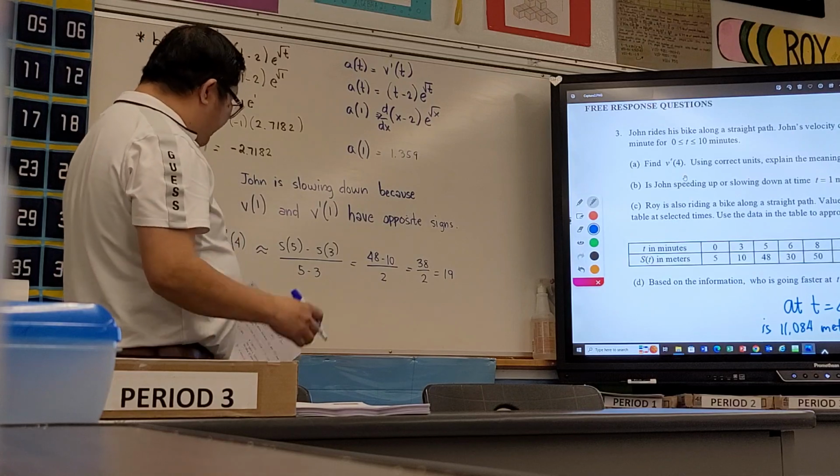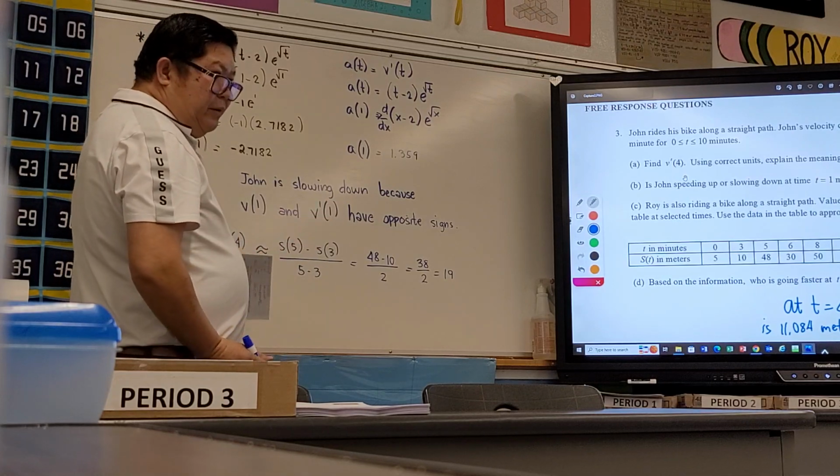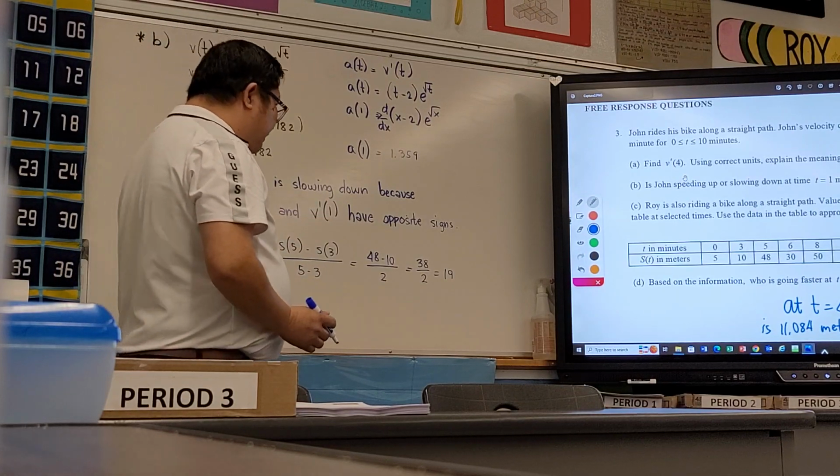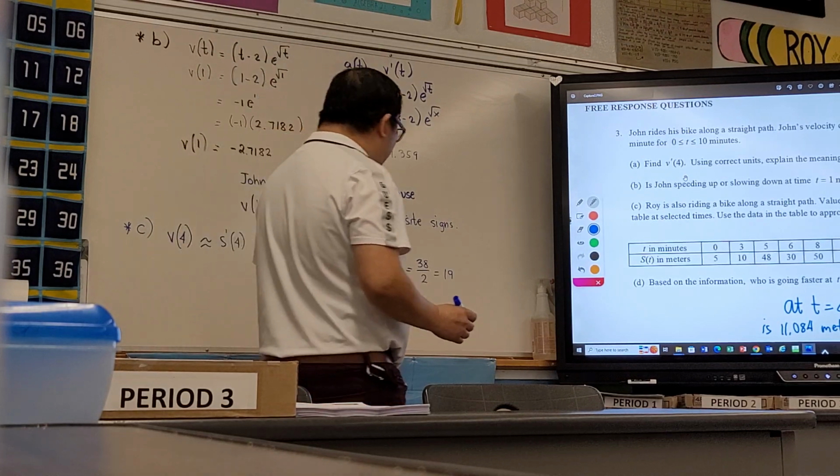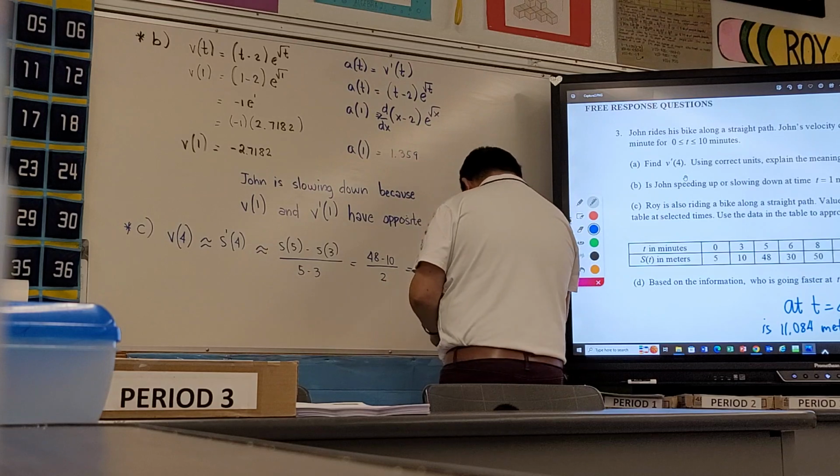And what's the unit right here? Meters per minute. This is just a velocity, right? So meters per minute.